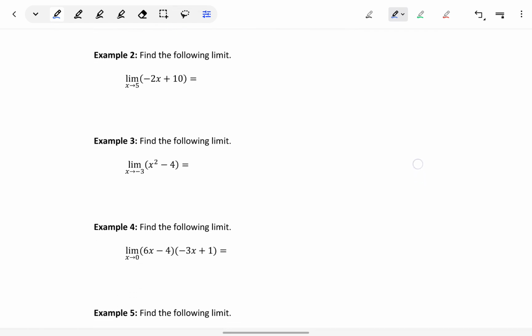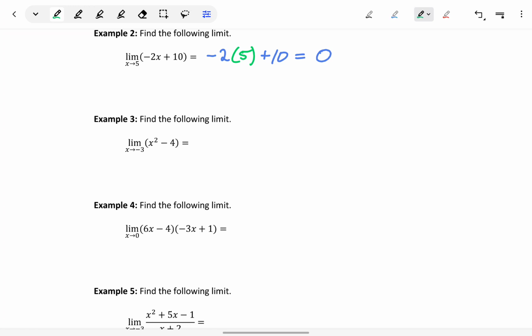Things get a little bit more interesting in example 2 because now we do have a variable in this expression. We want to find the limit as x approaches 5 of negative 2x plus 10. We're still going to use direct substitution, meaning everywhere that x occurs, we're going to plug in this value of 5 and then evaluate that expression, which in this case will give us negative 10 plus 10, or 0. So the limit of that function as x approaches 5 would be 0.